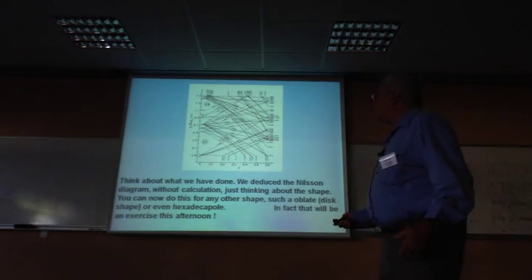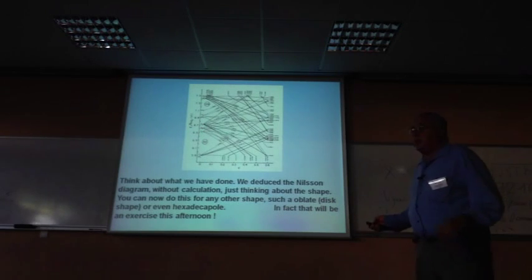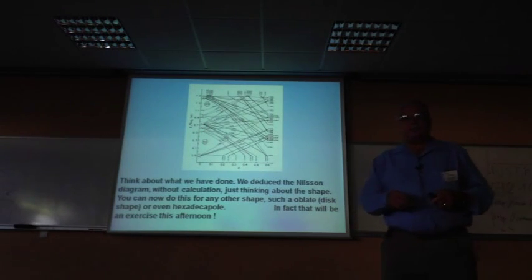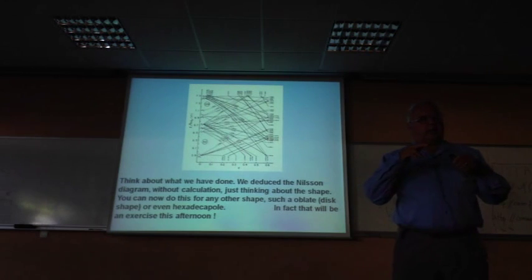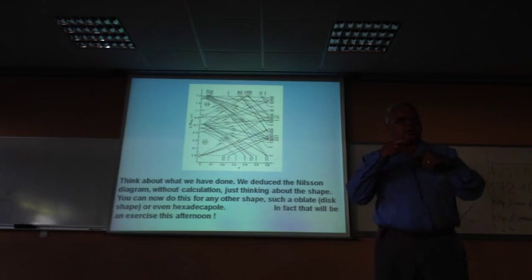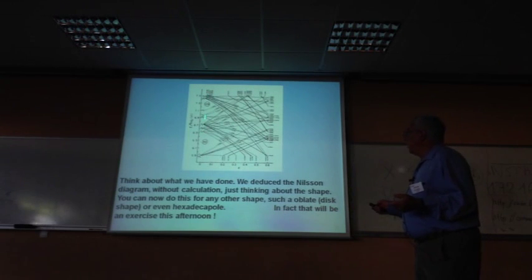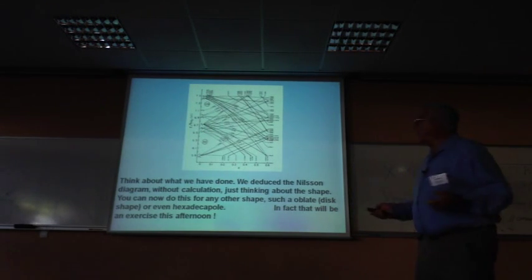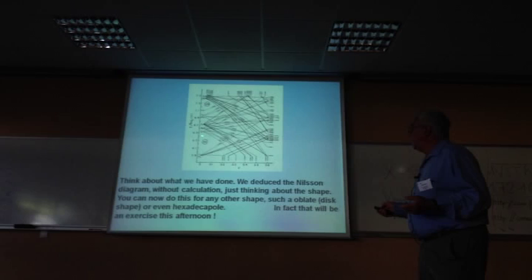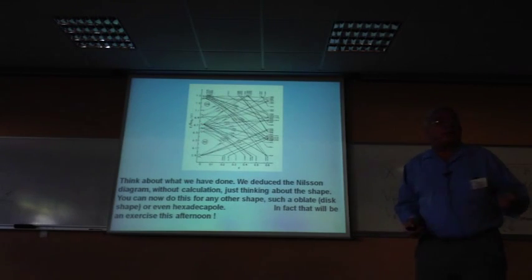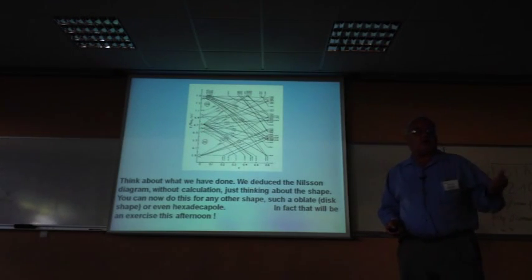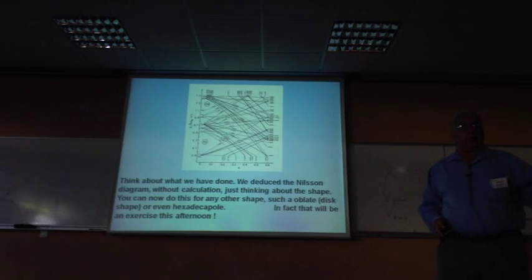Generally speaking, if you have two orbits differing by two units in orbital angular momentum, they will tend to mix more. And if you have things like F7/2, P1/2, that one is so far apart, but H9/2, P1/2 will not mix very much. So the quadrupole interaction will mix orbits differing in L by 2.